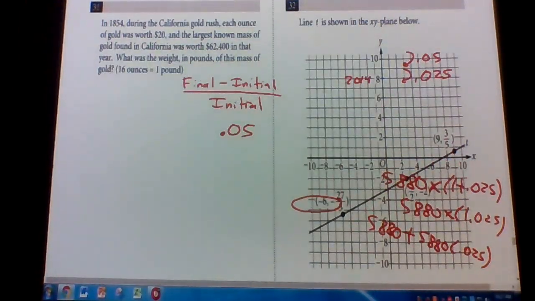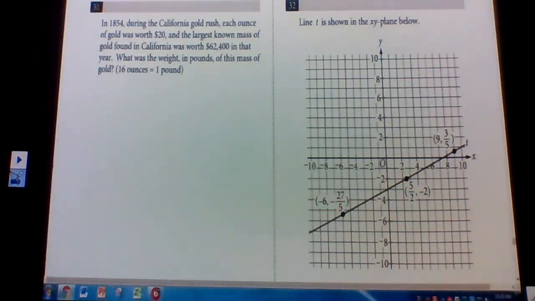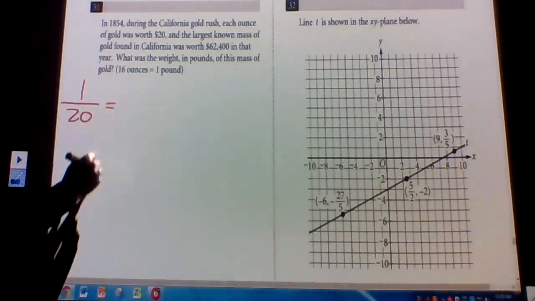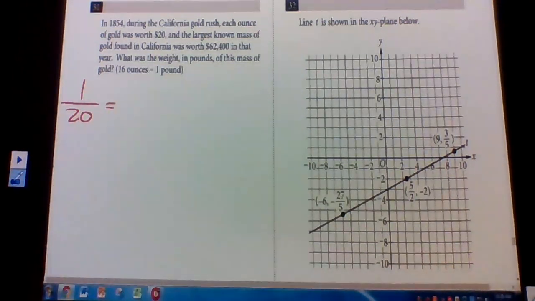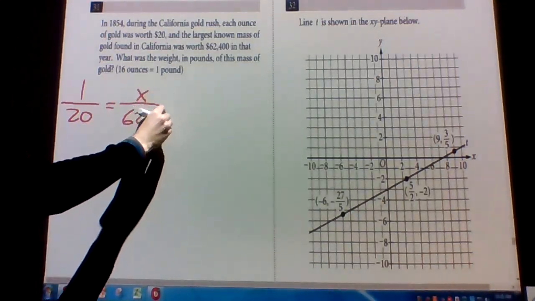Okay, in 1854, the California gold rush, each ounce of gold was worth $20, and the largest known mass of gold found in California was worth $62,400 in that year. What was the weight in pounds of this mass? So 1 ounce is worth $20. How many ounces would $62,400 be worth?